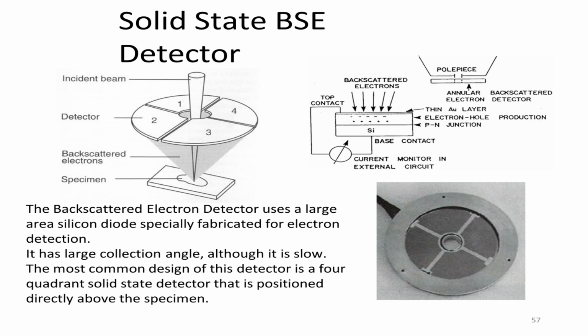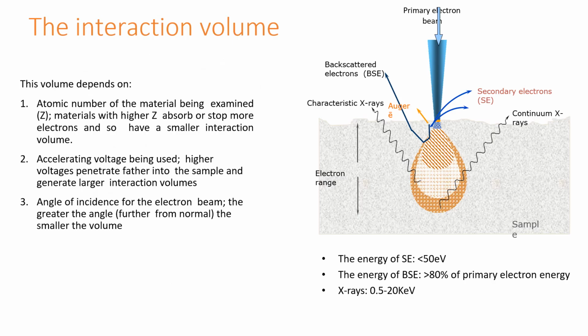This is the solid-state backscattered electron detector. Here, this detector is a four-quadrant solid-state detector that is placed directly above the specimen.